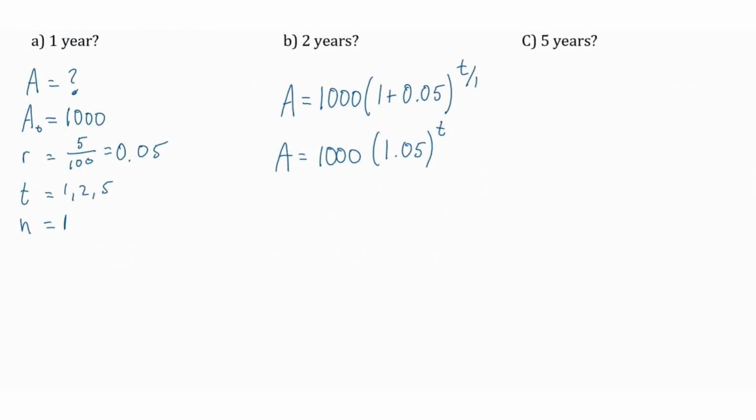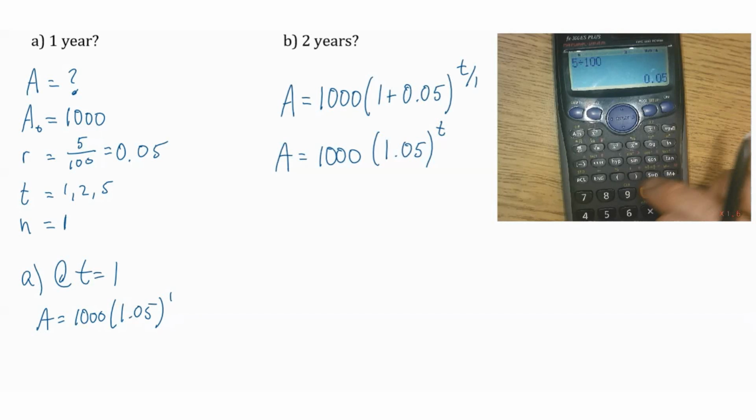Then we're going to use it. So question A is for 1 year. That means T equals 1. A equals 1,000 times 1.05 to the 1. So that's 1,000, and depending on your calculator, it's going to look a little bit different. 1,000 bracket 1.05 bracket, and we don't need the exponent 1 in this case, so you can put it or not, that's up to you. But to the exponent 1, I hit equals, and I got 1,050.